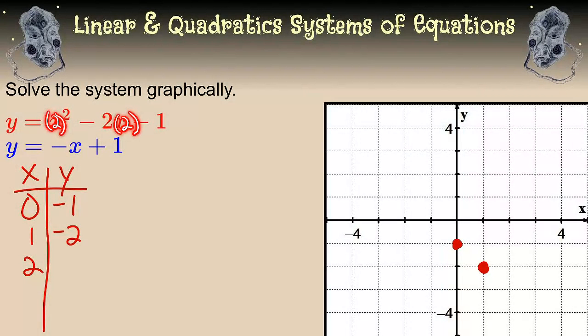Plugging in 2. 2 squared is 2. 2 minus 4. 2 minus 4 is -2. Oh, 4 minus 4, excuse me. 4 minus 4 is 0. 0 minus 1 is negative 1. Sorry about that. I think I said that incorrectly at first. Let me go back and do it again. 2 squared is 4. 4 minus 4 is 0. 0 minus 1 is negative 1. So when x is 2, y is negative 1.